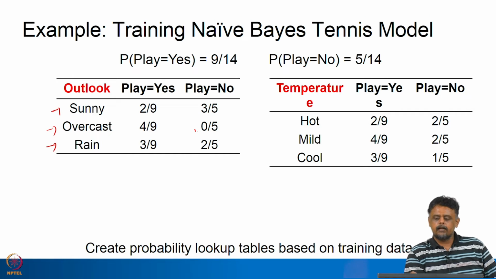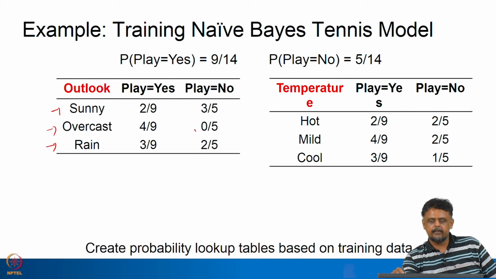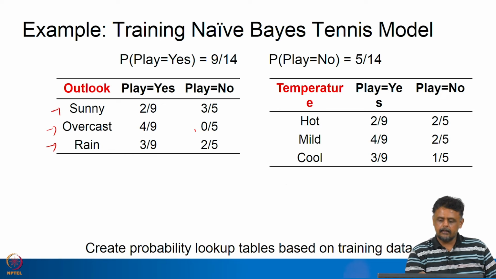Similarly, we can do that for temperature. For the 9 times we decide to play, twice it is hot, 4 times it is mild and 3 times it is cold. So the probability is that.